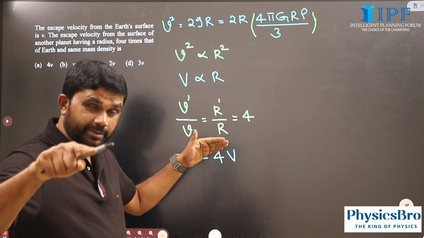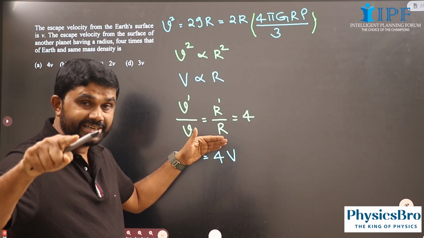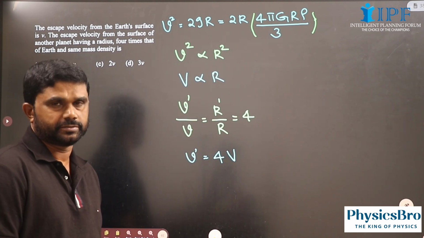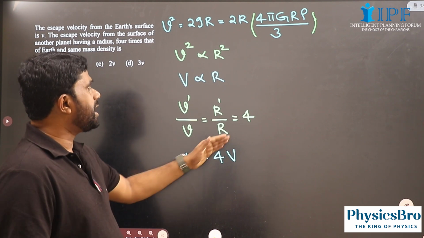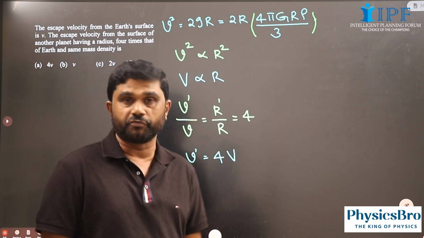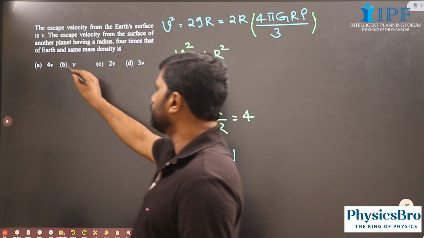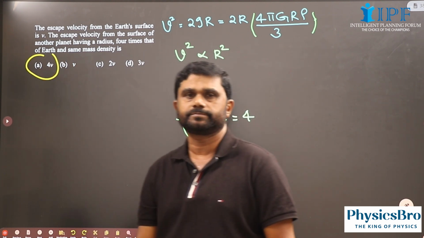Here we have another planet whose radius is 4 times the radius of Earth, with the same density as that of Earth. So r dash by r will be 4 and v dash equal to 4v. So 4v is the correct option.